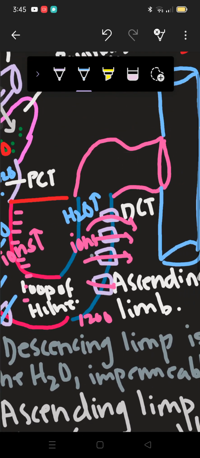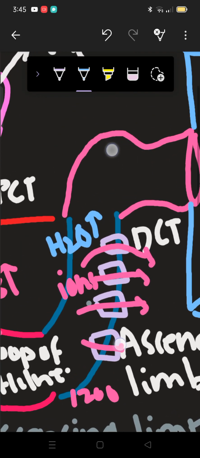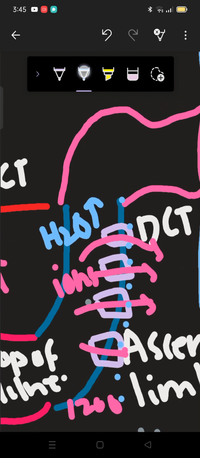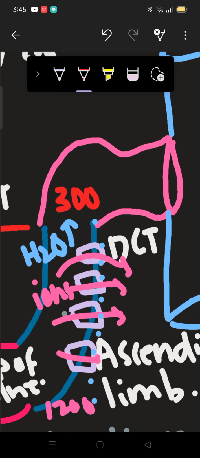Alright, so here the osmolarity will be decreasing then. If here we have 1200, then when it comes here it will be 1100, then here 1000, then 900, 800, 700, 600, 500, 400, and ultimately here it would again be 300. So in the DCT the osmolarity would be 300 again.